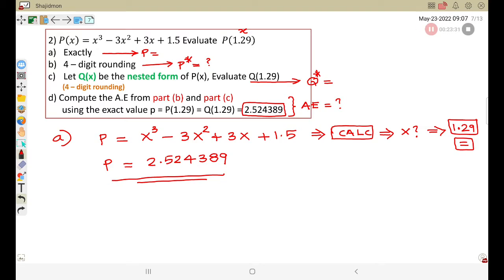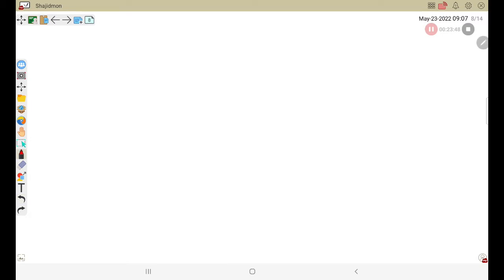Now we are going to the B part of the question. Find the same calculation, polynomial value at 1.29 using 4 digits rounding, normal method. Okay, 4 digits rounding value we need to calculate. So I will do it in a separate page, B part of the question.